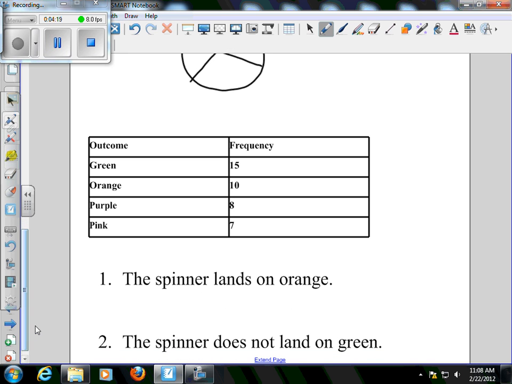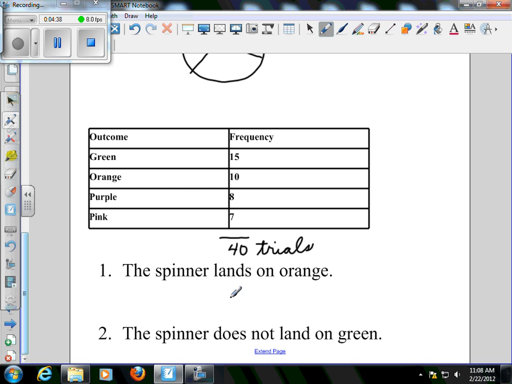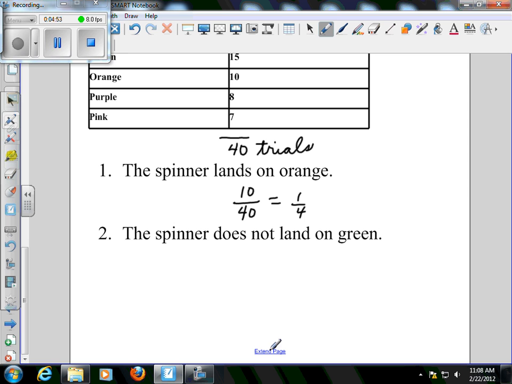So we want to find the probability that the spinner lands on orange. Well, what we need to know is how many total trials we had. So if we added 15 plus 10 plus 8 plus 7, we would get 40. So there are actually 40 trials, 40 spins of the spinner. Okay, and out of those 40 trials, 10 times it landed on orange. So our probability is 10 out of 40, or 1/4, that the spinner will land on orange.